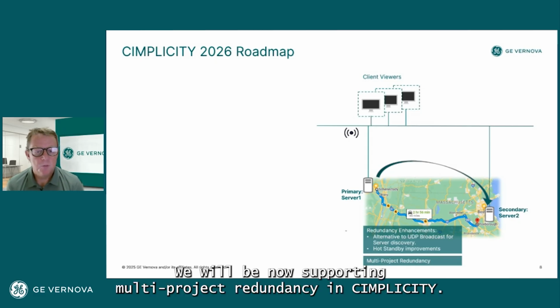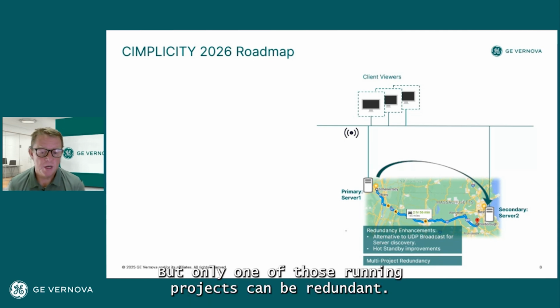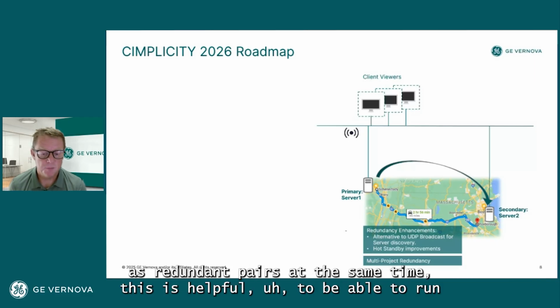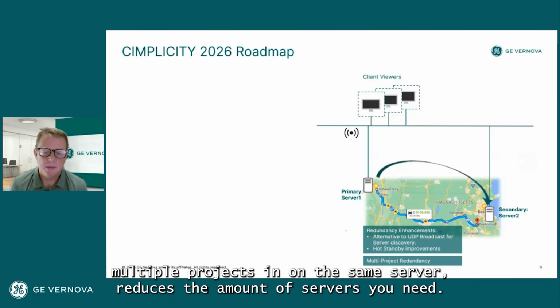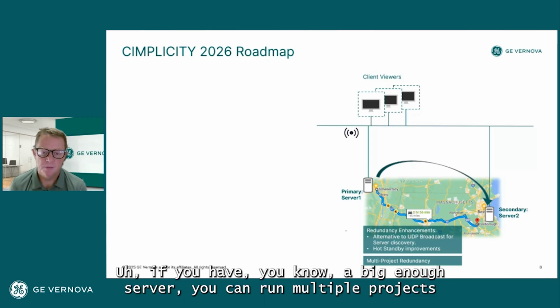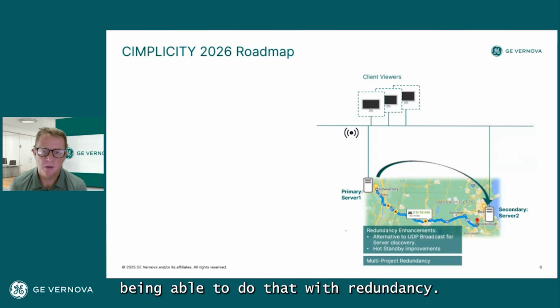We will be now supporting multi-project redundancy in Cimplicity. Cimplicity supports running multiple projects on the same server, but only one of those running projects can be redundant. In 2026, we will be enabling multiple projects on a server to be running as redundant pairs at the same time. This is helpful to be able to run multiple projects on the same server, reduces the amount of servers you need to run your plant. If you have a big enough server, you can run multiple projects on the same server and have the confidence that comes from being able to do that with redundancy.